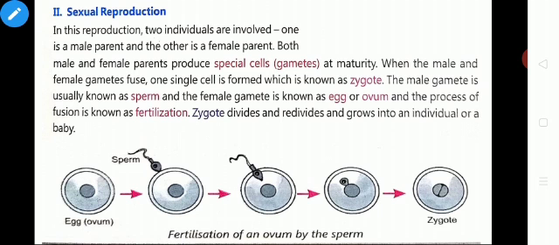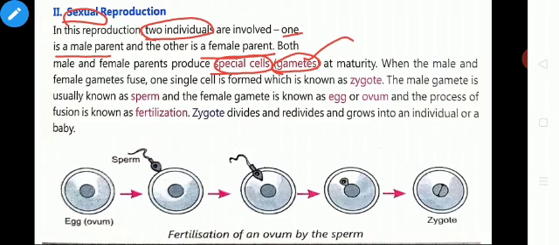In today's class, we are going to see the second type of reproduction in animals, that is sexual reproduction. We all know that sexual reproduction involves 2 individuals, one male parent and the other a female parent. Both these parents produce special cells. What are those special cells said to be? Gametes. The male parent forms a special cell and the female parent also forms a special cell. They are said to be gametes.